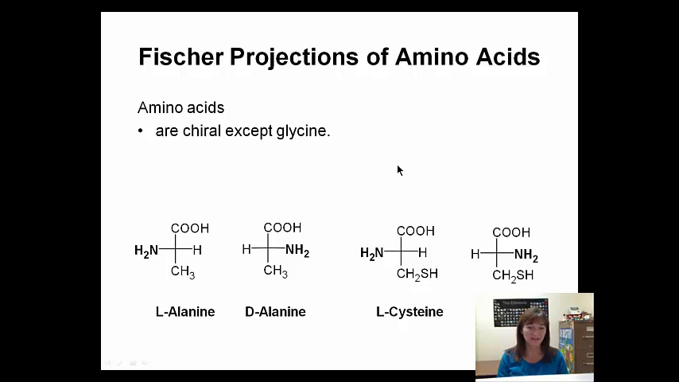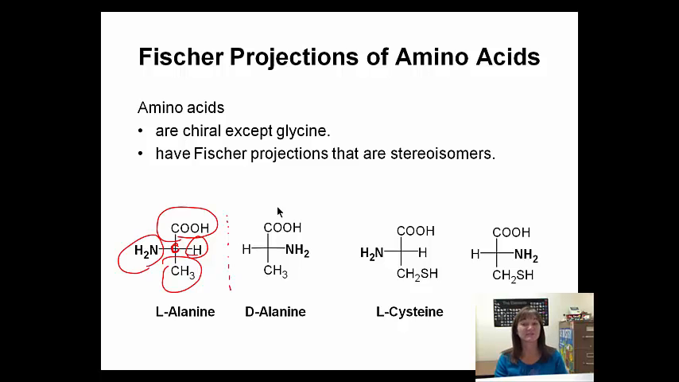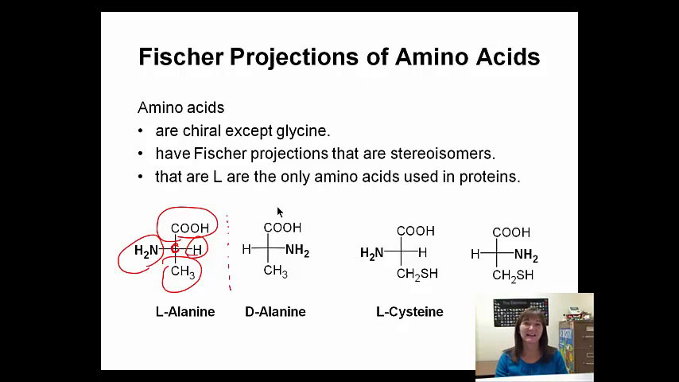So here is the L-alanine, and if we have a mirror here, the D-alanine is the mirror image. And it's chiral because this alpha carbon here in the center is bonded to 3 different groups. So it's a chiral molecule. The Fischer projections have stereoisomers, like I said. It is the L form of the amino acids that our bodies use in making proteins. So our bodies don't use the D stereoisomer.